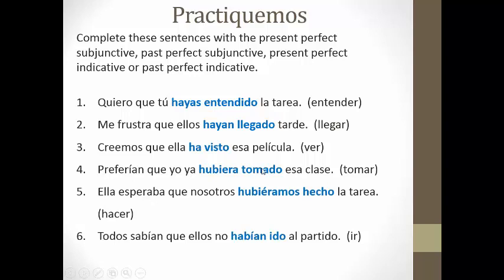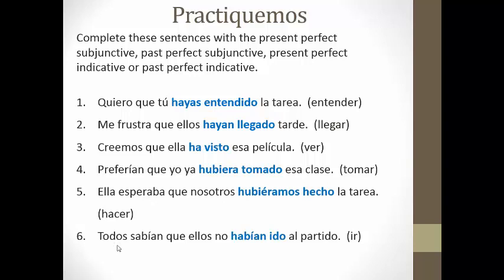4. They preferred that I had already taken that class. So you've got a change in subject, and preferred is a weird verb. So you need past perfect subjunctive. Hubiera tomado. 5. She hoped that we had done the homework. There's a change in subject. Hoped is a weird verb, so we need past perfect subjunctive. Hubiéramos hecho.